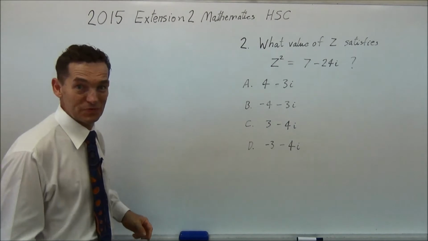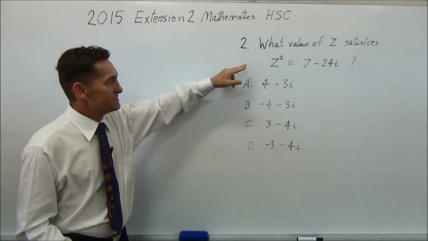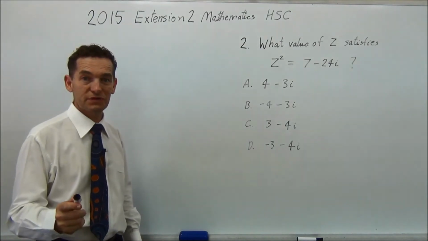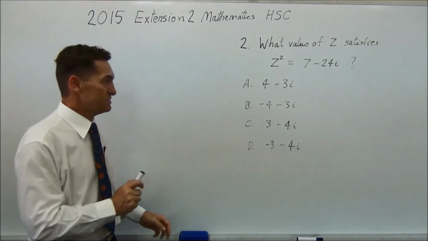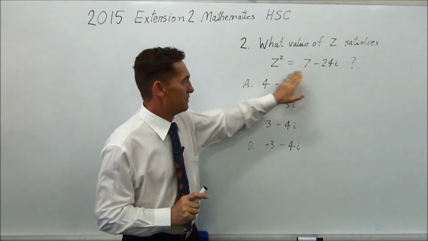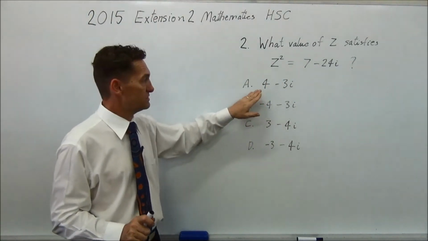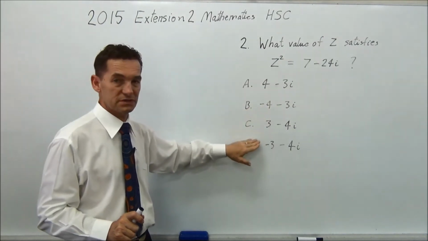G'day, back again. Question 2. What value of z satisfies z squared equals 7 minus 24i? In this sort of question, I don't think it's worth trying to figure out what is the square root of that. You can if you're really good at that, but I wouldn't. I would just simply grab each one of these and square them.